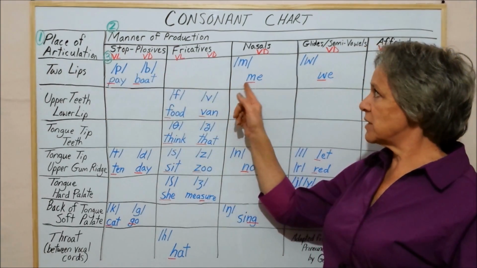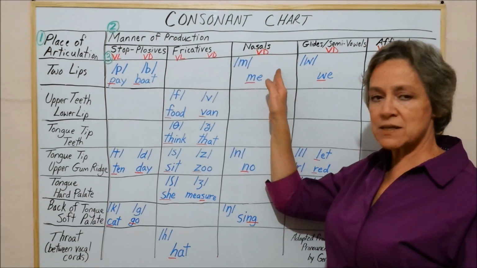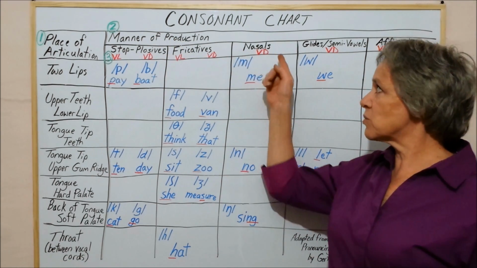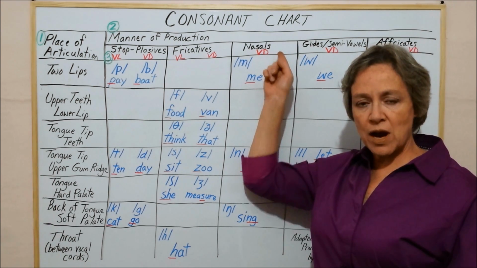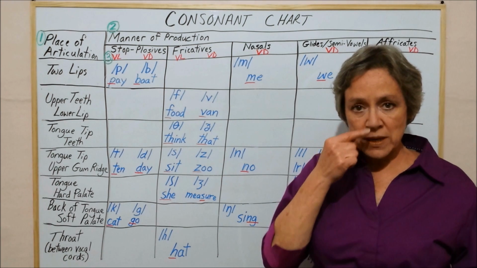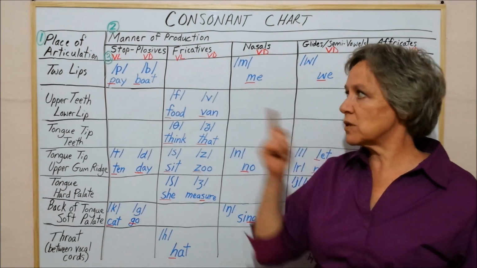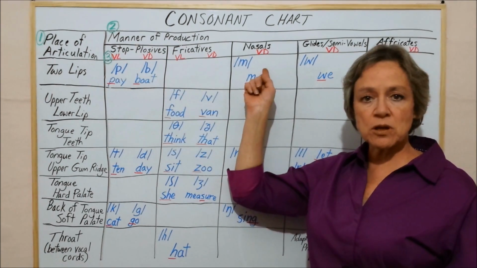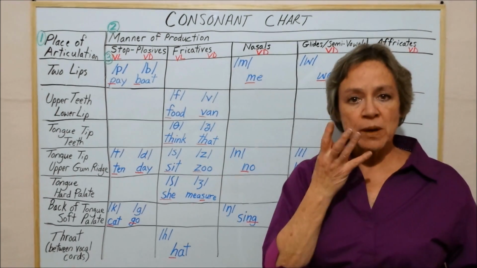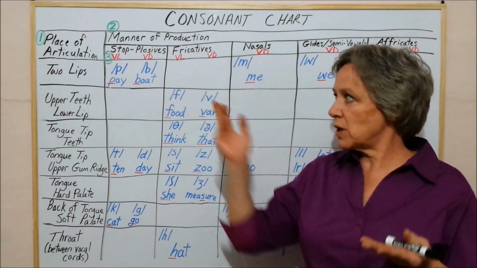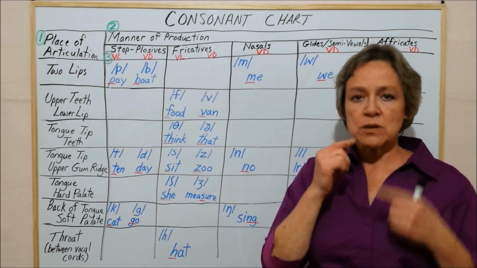But if we continue across here, you'll notice that the manner of production for this is not a stop plosive. For this one, it's a nasal. That means I force the air out through my nose, through my nasal passage, and not through my mouth. So my lips are still important, two lips. My lips are closed for this sound, but I don't open my mouth and let the air explode out as I do for these two sounds. I force the air through my nose.